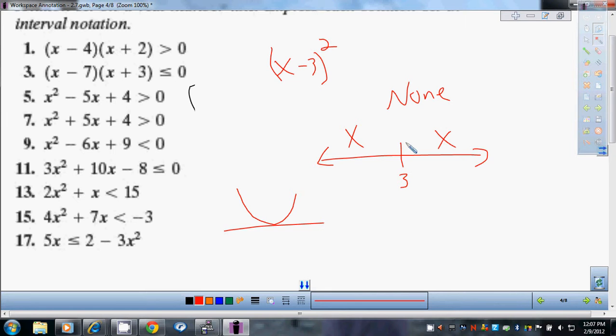If you had used the quadratic formula, you'd still have gotten 3 twice, because your discriminant would have been 0. Questions on that one?